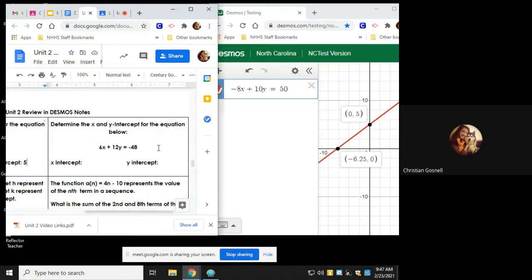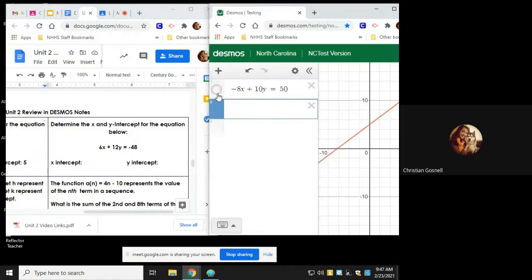Determine the x and y intercept for the equation below. So again, all you have to do is type in this equation. We have 6x plus 12y equals negative 48. And then we're just going to click.